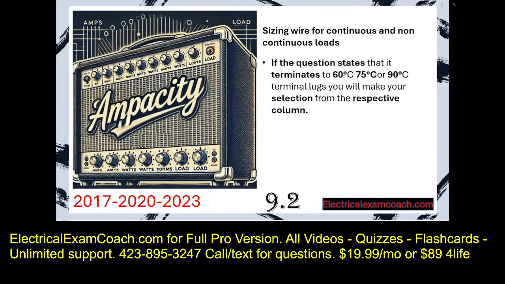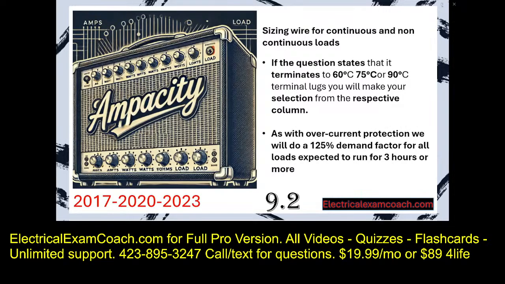Let's recap on the basics before we get started. If the question states that it terminates to 60, 75, or 90 degree C terminals, we're going to make our selection from that respective column under normal circumstances. And the second one is, as with overcurrent protection, like we learned before, we're going to do a 125% demand factor for all loads that are expected to run for 3 or more hours.